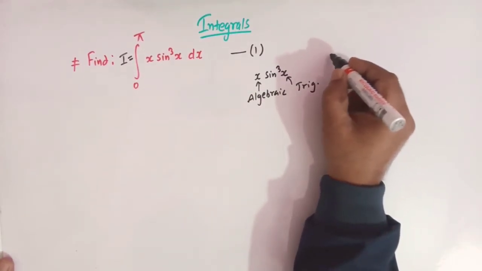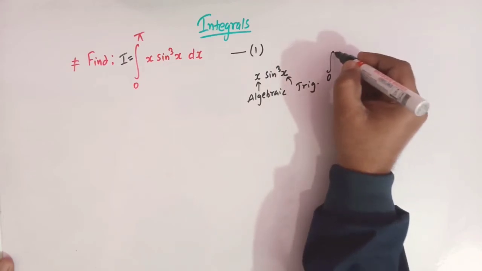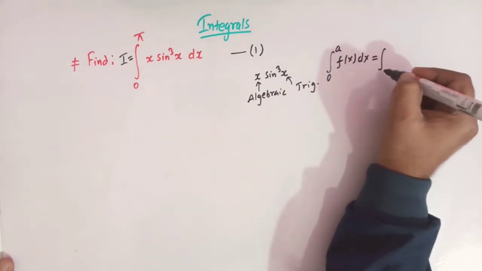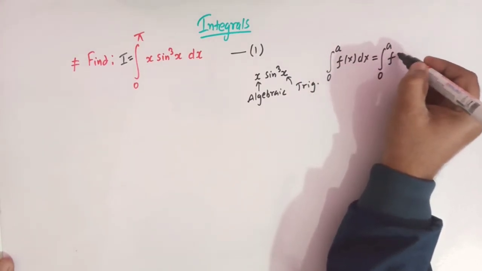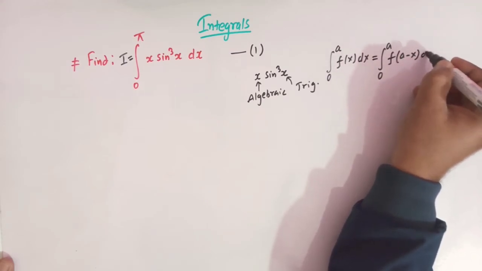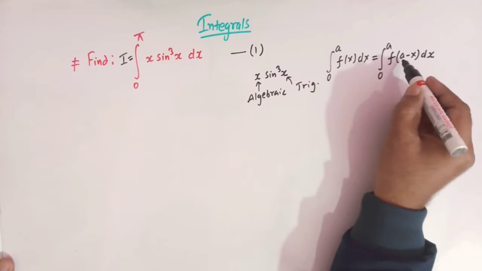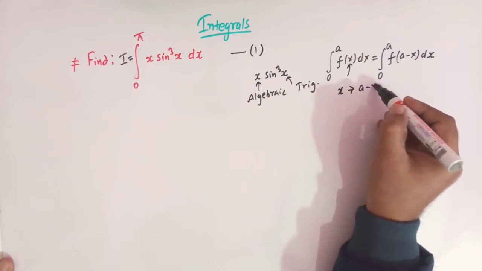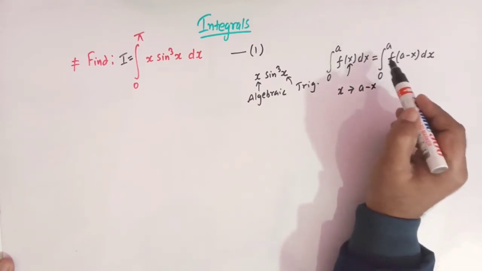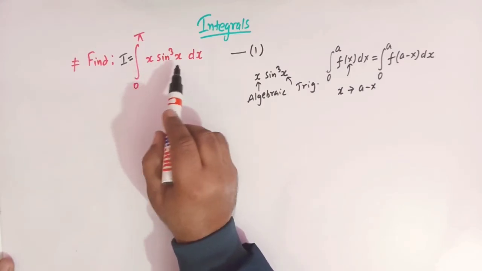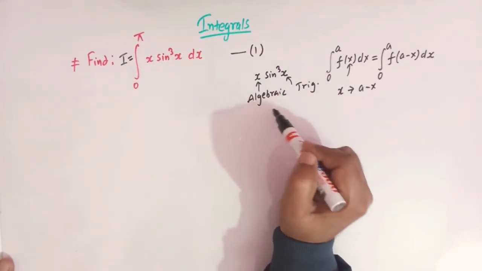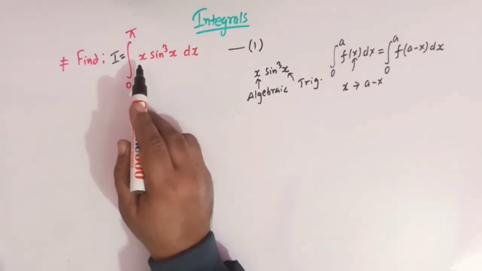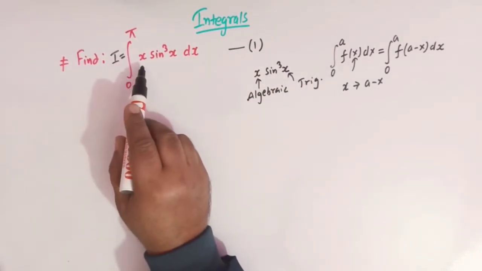The property says that if we have the integral from 0 to a of f of x dx, then it equals the integral from 0 to a of f of a minus x dx. Simply, in this property we replace the variable x by a minus x, and using it we can simplify the integral. So let us apply this property to this integral.